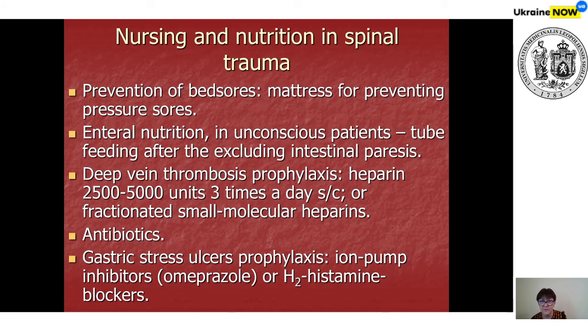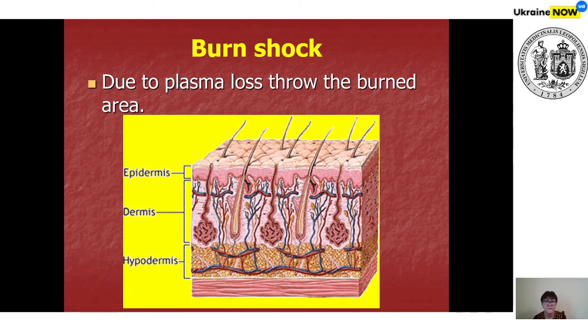Nursing and nutrition in spinal trauma are very important. Prevention of bed sores: a mattress for preventing pressure sores, some physical exercises, changing the pose of the patient. Enteral nutrition in unconscious patients: tube feeding, after excluding intestinal paresis, must be started in the first days. Deep vein thrombosis prophylaxis using heparin, antibiotics, and gastric stress ulcer prophylaxis using proton pump inhibitors or H2 histamine blockers.